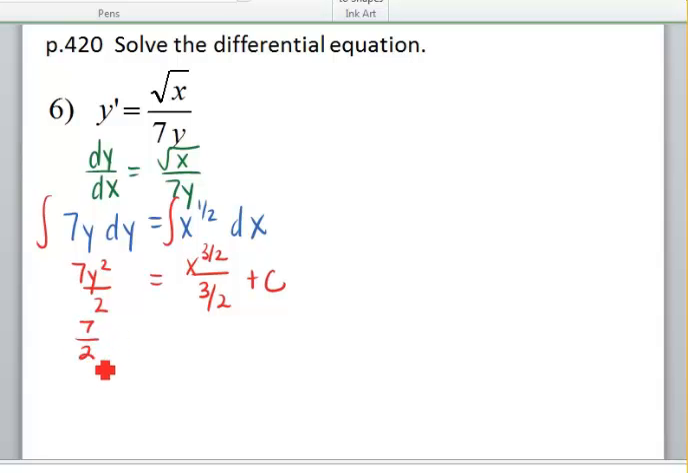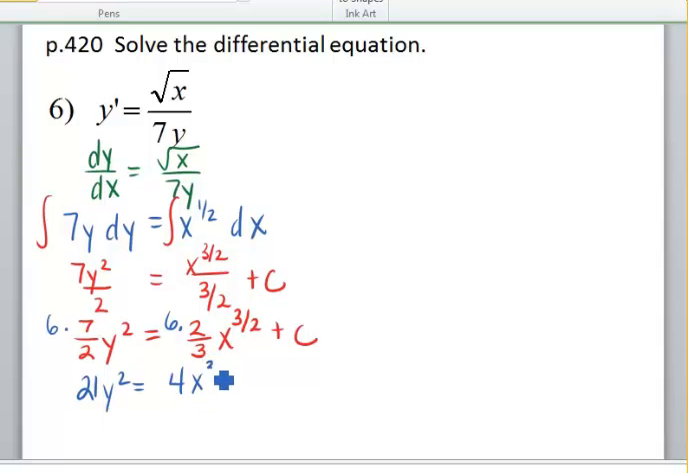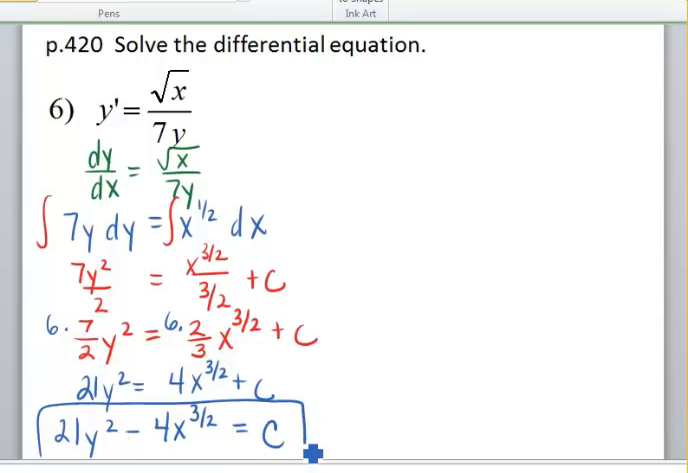To simplify this, I could say this is 7/2 y squared equals 2/3 x to the 3/2 plus c. The only other thing you could see happen is they could make these all whole numbers by multiplying by 6. So I could multiply everything times 6, and times 6 on the c is still going to create c. So I end up getting 21y squared equals 4x to the 3/2 plus c. And then if we want to make it look more like a standard form, we would put 21y squared minus 4x to the 3/2, and we could say this equals c. That's as far as I would ever take it.